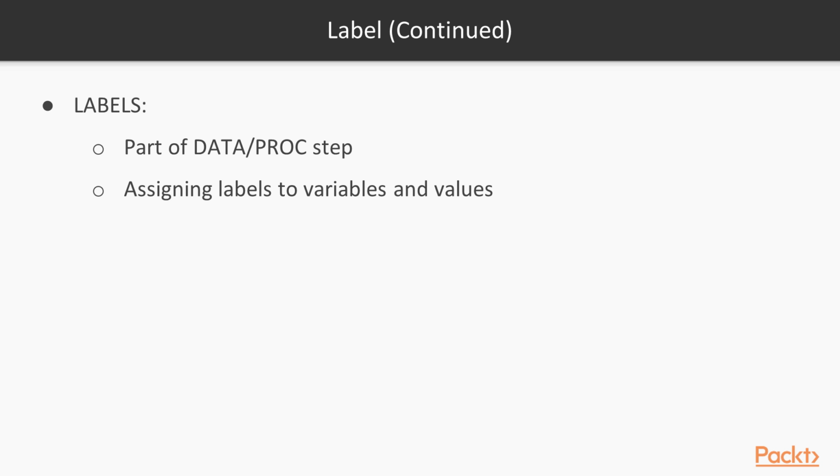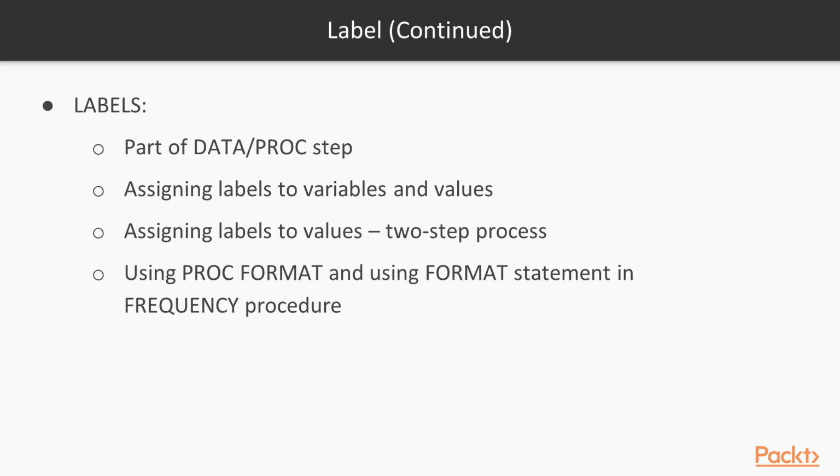Now coming back to my PowerPoint. So what do labels do? Firstly, they are a part of the data or the proc step of SAS. You can assign labels to variables and values. Assigning labels to values is a two-step process. You first use proc format with the value statement, and then you use the format statement in the frequency procedure.